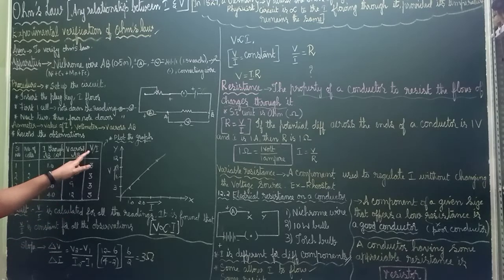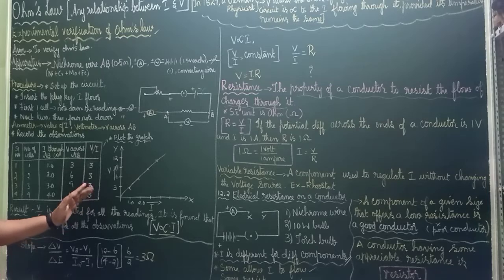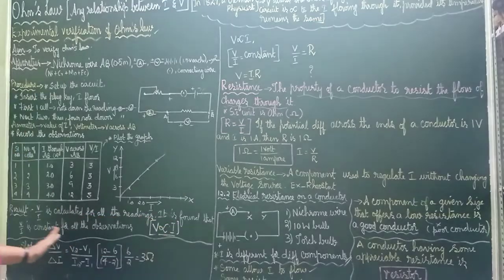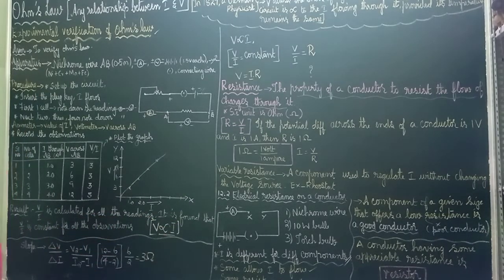After writing all these, we should find V by I. V by I is 3 by 1, 3; 6 by 2, 3. All are constant. From this we have come to know that V by I calculated for all the readings is found to be constant for all the observations.